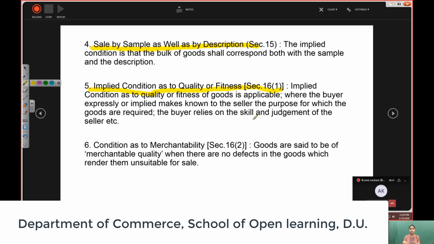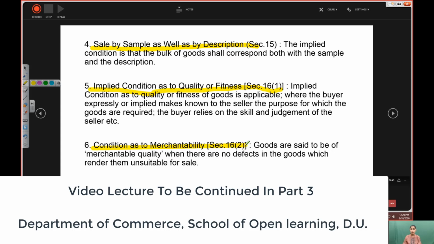So the next implied condition is condition as to merchantability, Section 16(2). Goods are of merchantable quality means goods should be of such quality that they can be resold, again by any third party. It should be of good quality. So there is an implied condition by law that whenever a seller is selling something, he should sell goods of a certain merchantable, good quality, which can be resold again. So these are the implied conditions which are imposed by the law, and one should read them from the seller's point of view.